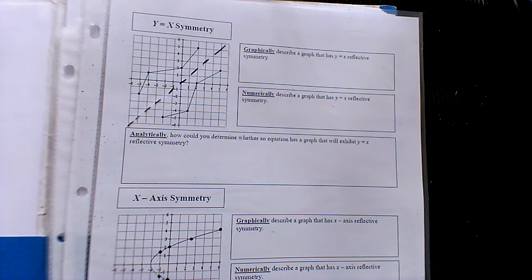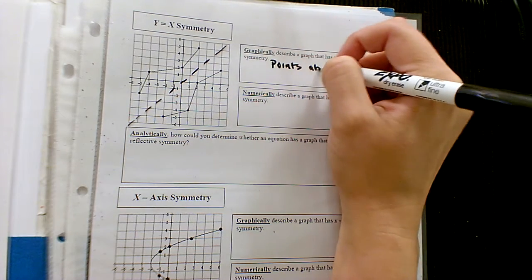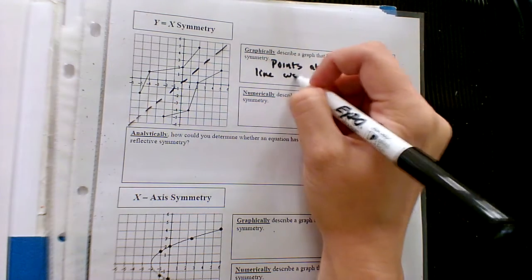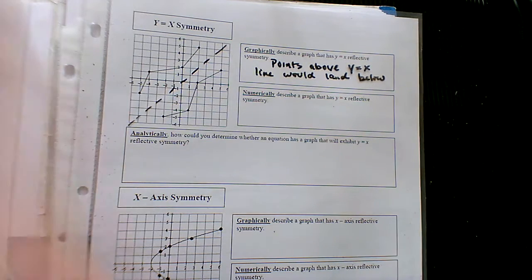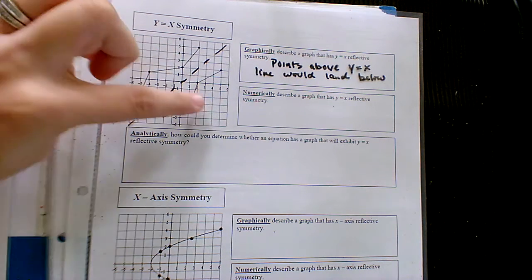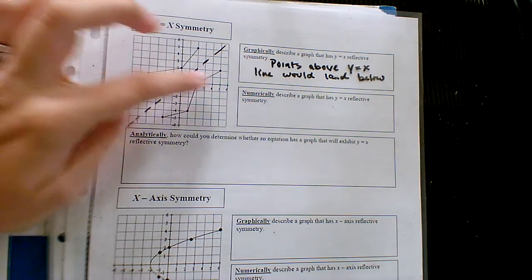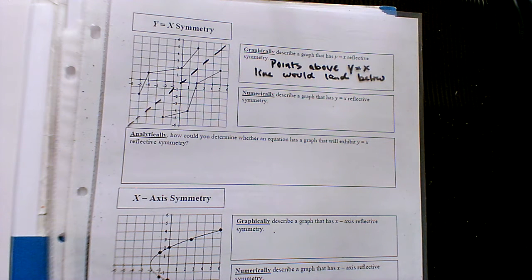Graphically, we could probably say points above the y equals x line would land below. For instance, this top graph, if you fold it over, would land below it. Or vice versa, you can start with the points below, fold it over, and they'd land above. So it's not necessarily this left or right idea anymore. We have this above or below idea.